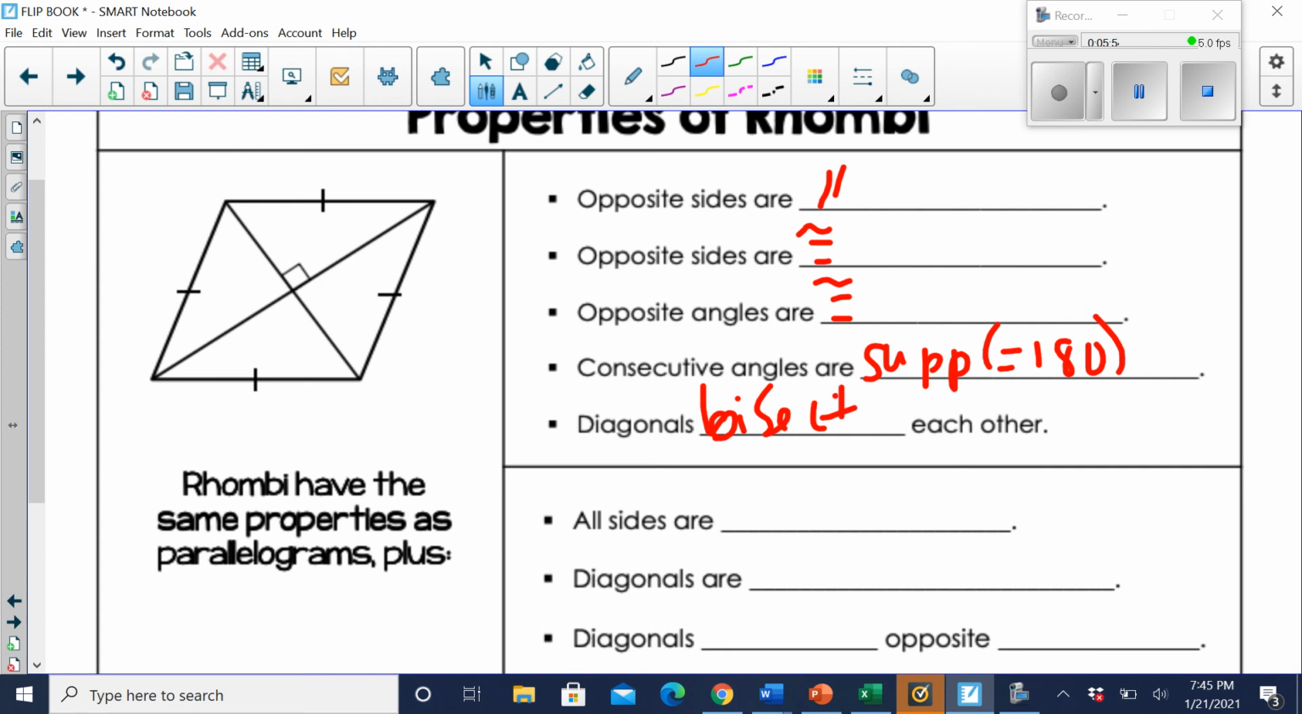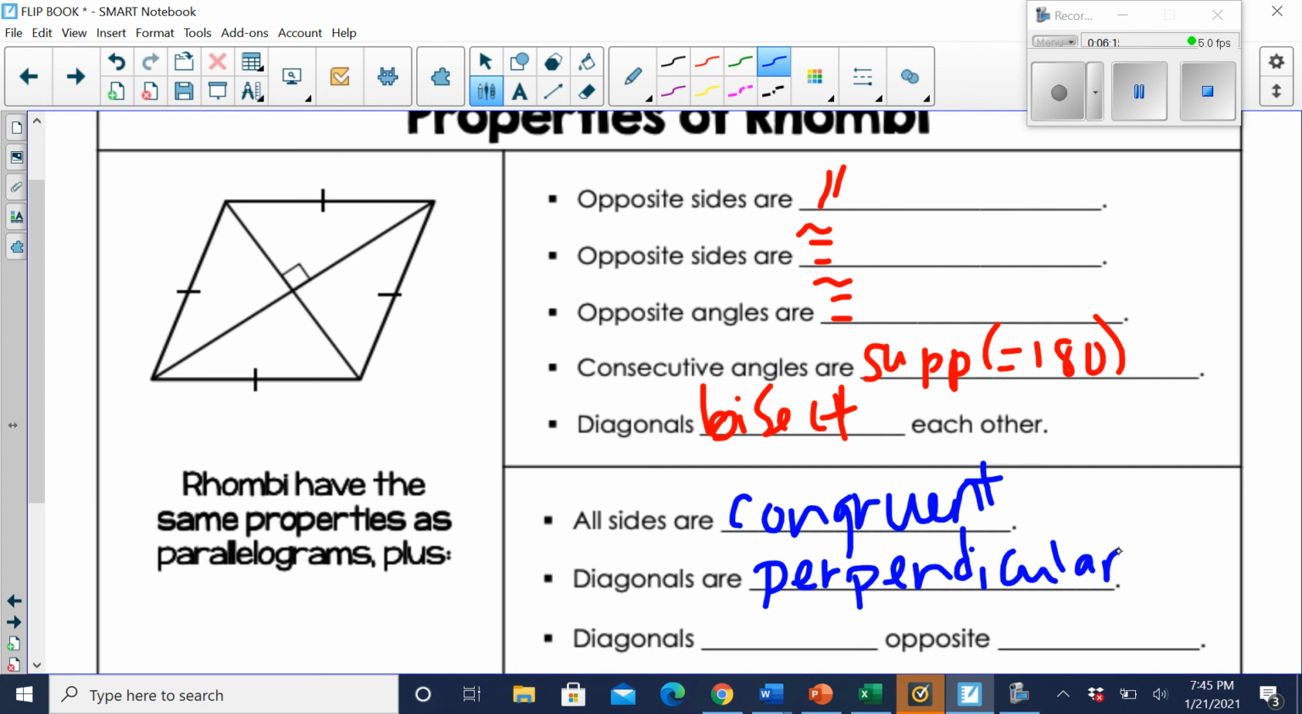Okay, the new pieces for a rhombus, how many of these can you remember from yesterday? All of the sides are congruent, and it's already marked on our diagram for us. The diagonals are going to be perpendicular. Perpendicular means that we are going to get these 90s around the middle, which they already have one marked for us. We could mark the rest if we want to, but if we know we have one 90-degree angle there, the rest of them have to be 90.